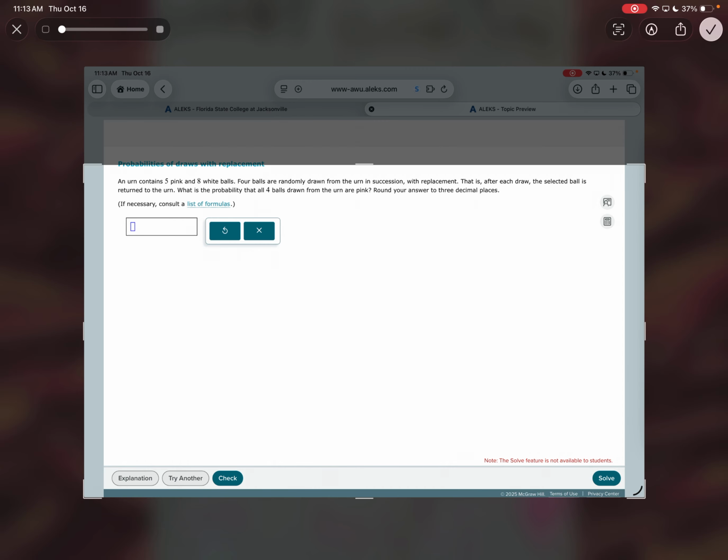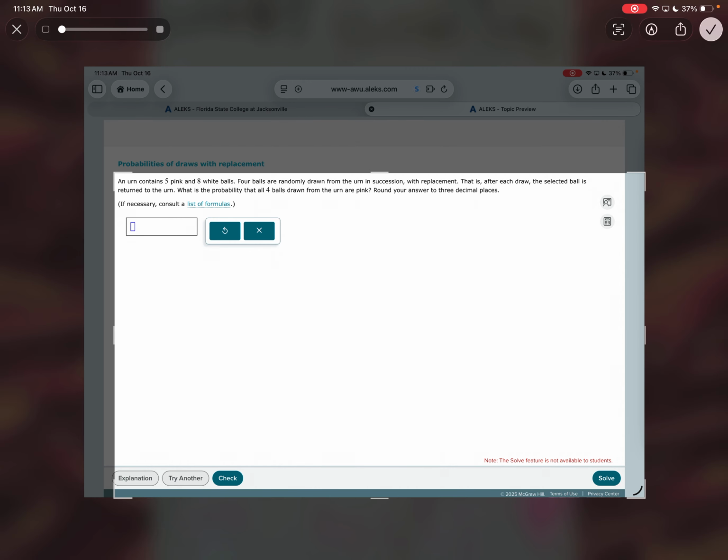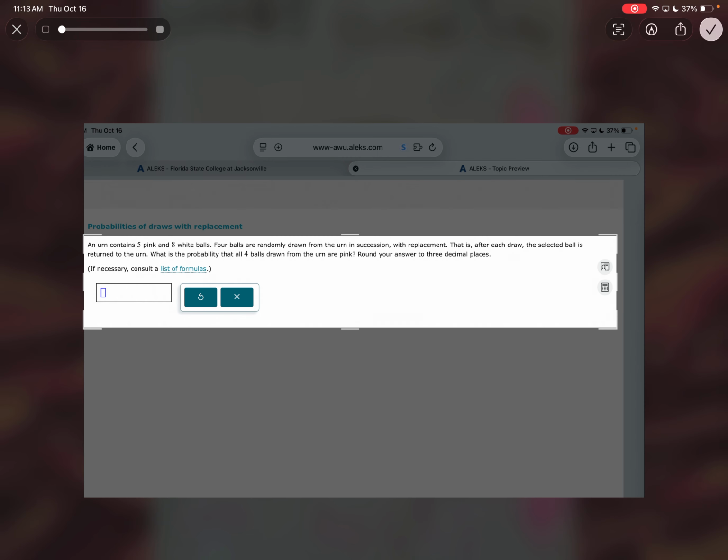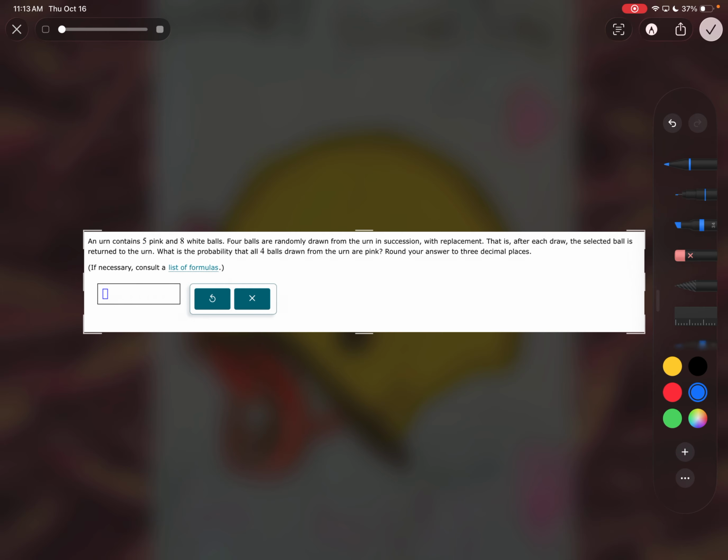An urn contains 5 pink and 8 white balls. 4 balls are randomly chosen from the urn. That is, each draw is with replacement. The ball is returned to the urn. What's the probability that all 4 balls drawn from the urn are pink? When you start getting into these multiple probability things, take it one step at a time. So I want to know that all 4 are pink, okay? So first of all, let's figure out the total. 5 pink plus 8 white would be 13 total, right?